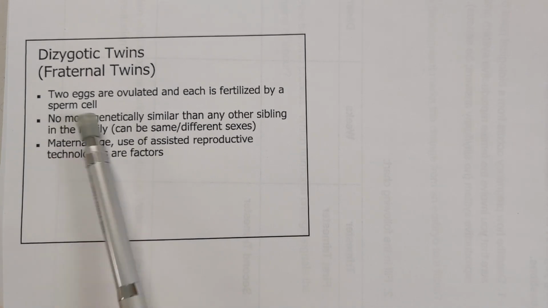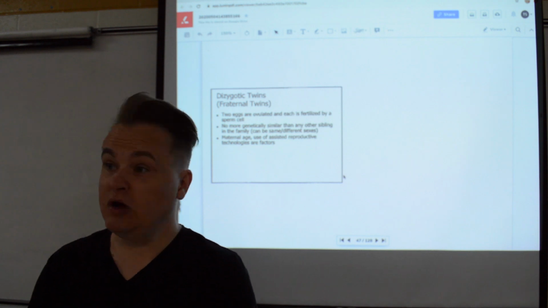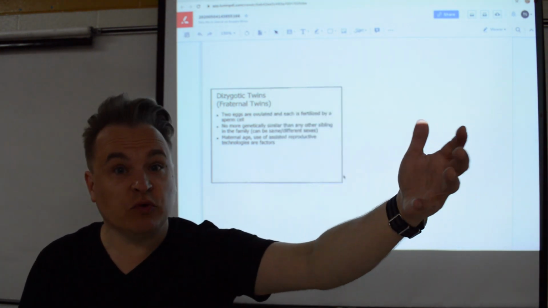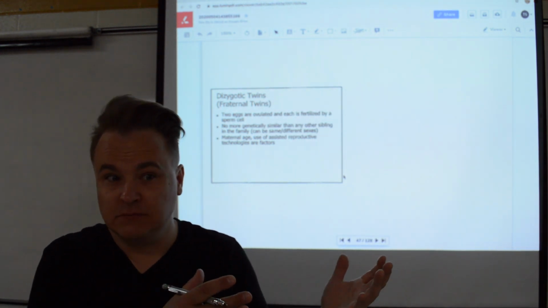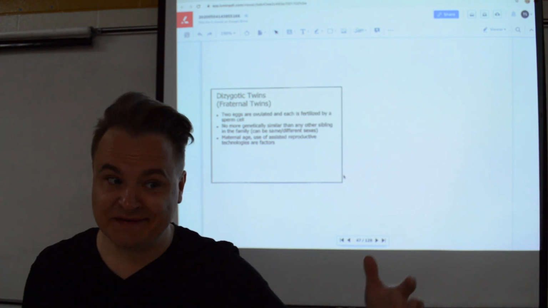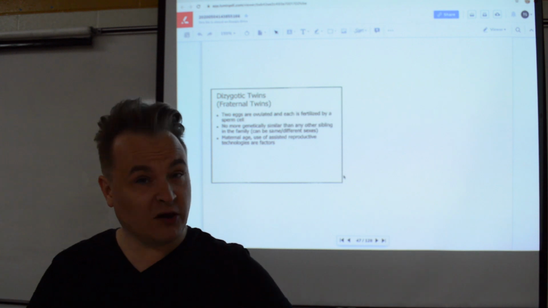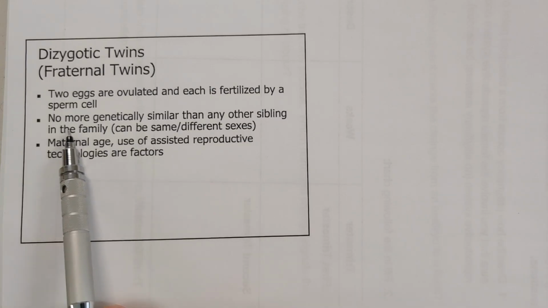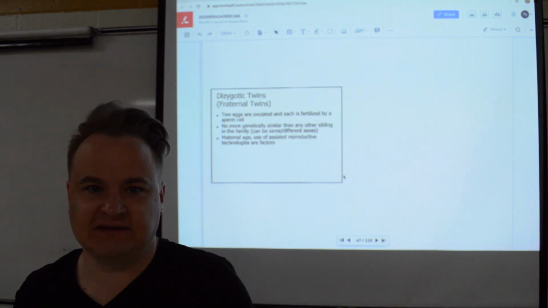Fraternal twins. 2 eggs are ovulated and each is fertilized by a sperm cell. So instead of one egg being released, the woman accidentally or just releases 2 eggs, and both of them get fertilized by 2 sperm. Now, they're pretty darn similar, right? Because it's an egg, same time, sperm from the same man. They're going to be very similar, but they're not identical twins. They are no more genetically similar than any other sibling of the family. They're the same, right? It's just a matter of 2 eggs were released as opposed to 1.